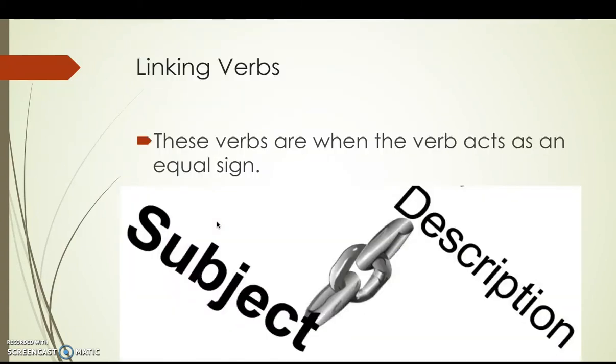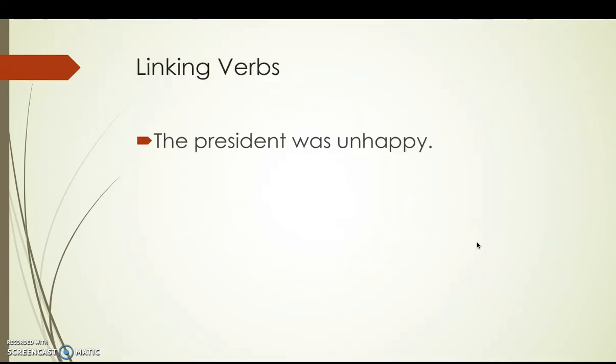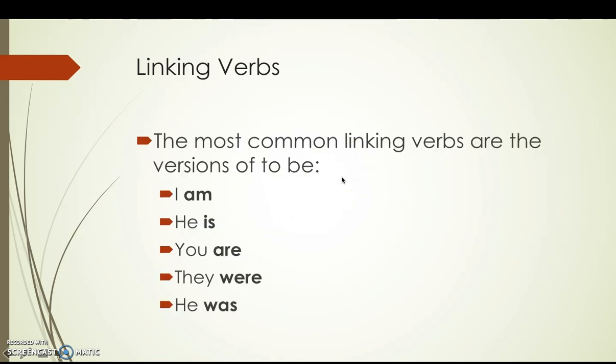The last type of verb, though, is the linking verb. And these verbs are when the verb acts as an equal sign between the subject and a description. So it's like a little bridge, like this. So let's look at an example. The president was unhappy. So when we can substitute an equal sign in where the verb was, that means it's a linking verb. So since in this case president equals unhappy, it's a linking verb.